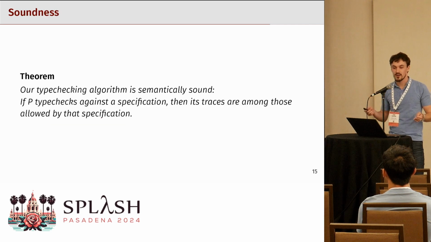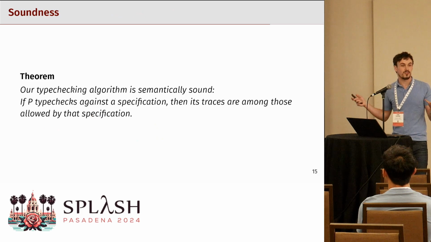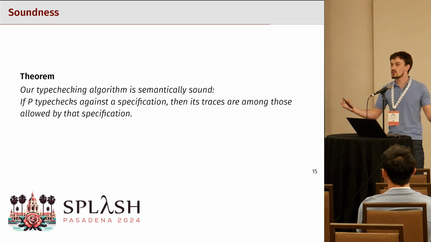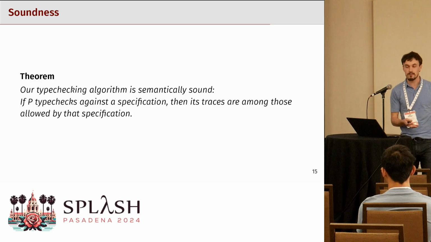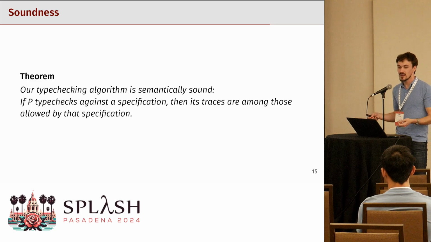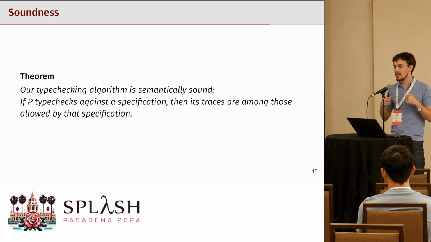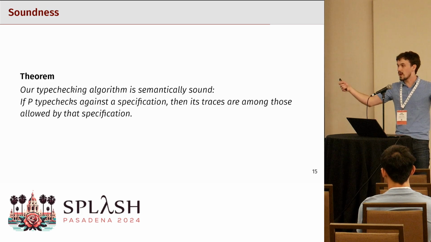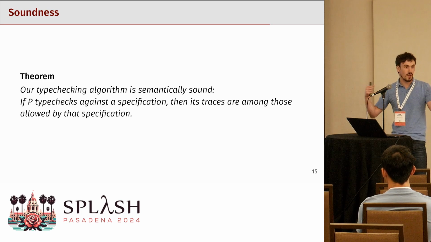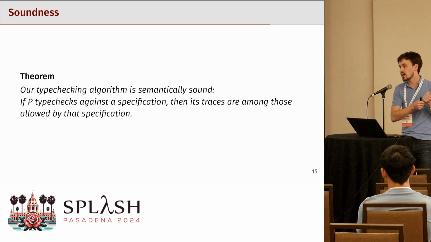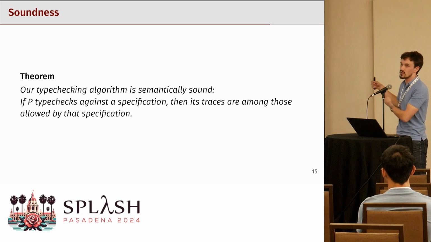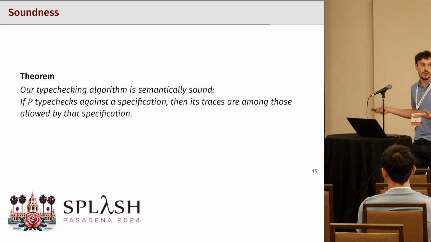And our type checking algorithm satisfies a soundness property that basically says it's correct. If a process type checks against its specification, then all of the traces that the process has are amongst those allowed by the spec. Remember that the spec gave you a set of allowed traces, so the type checking algorithm basically says if it type checks, all of the behaviors are amongst those allowed by the specification. So the algorithm is in some sense correct.